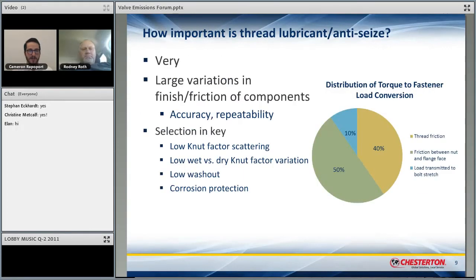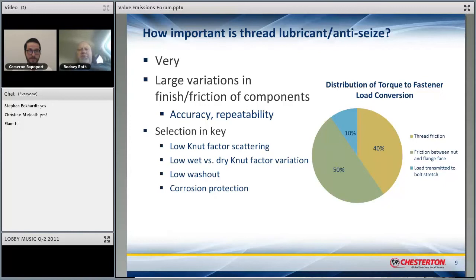So on thread lubricant and anti-seize, I know this is something that a lot of people maybe don't properly understand, or don't have the whole picture on, or they don't know exactly why it gets used. I wonder if you could speak to that a little bit.